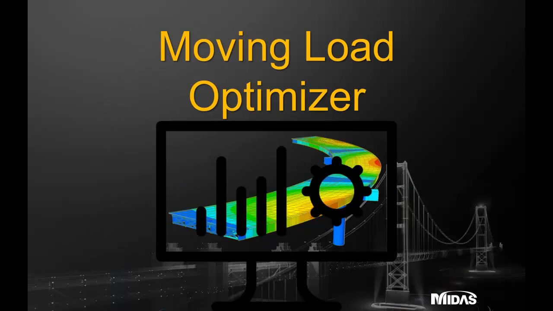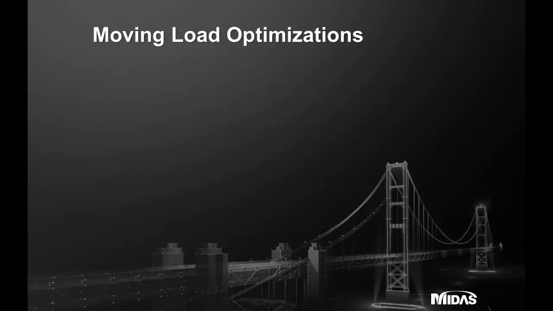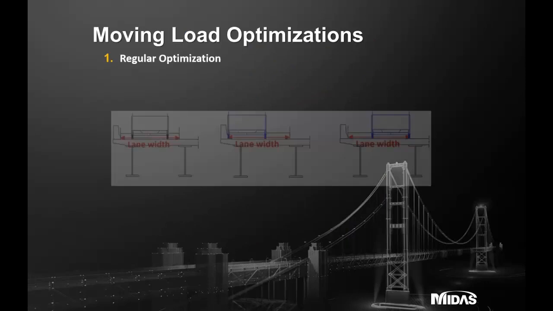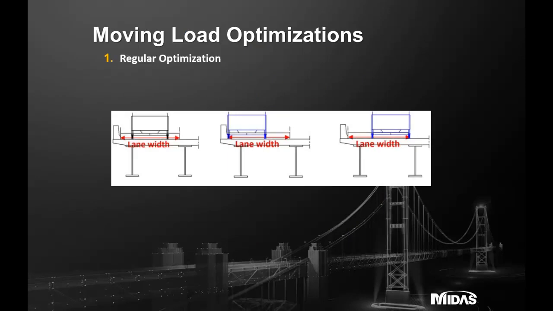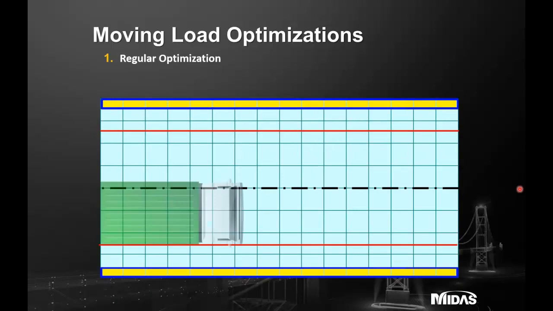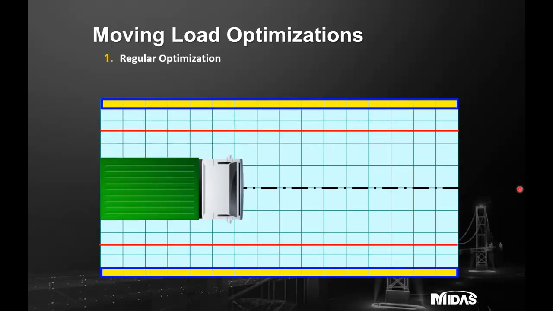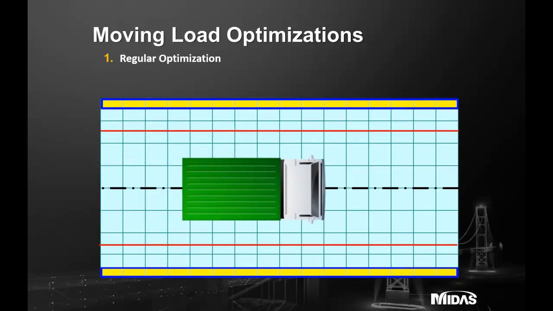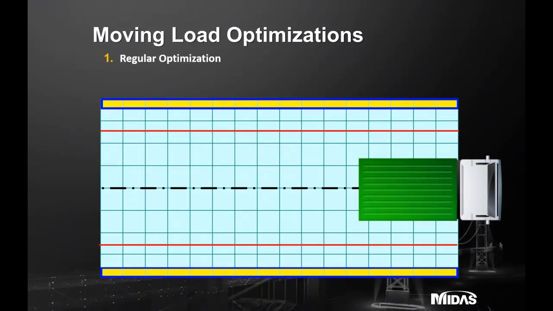So moving load optimizer is a special feature in MIDAS Civil, where you have one is your regular optimization, where if you have the lane width which is more than the vehicle width, so the program will keep this vehicle in 3 positions: center, left and right. So left, right and the center, and it will run through your bridge. So this is your regular optimization.